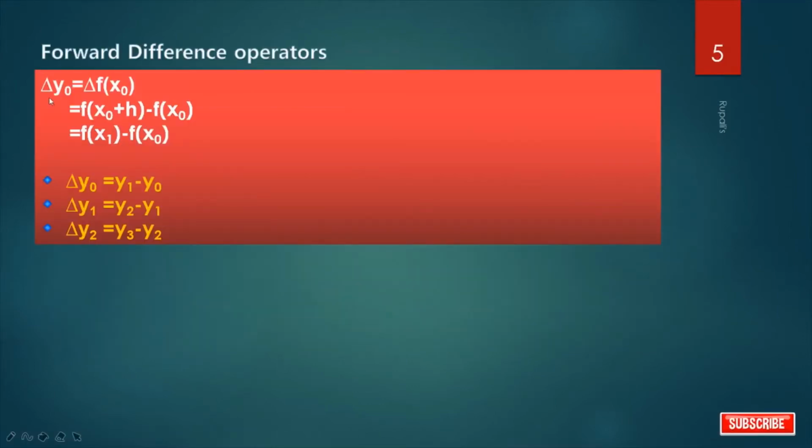So, what is delta y0? It is delta f(x0), and from the formula we already learned that delta f(x0) means it is f(x0 plus h) minus f(x0), and f(x0 plus h) is f(x1). So, it is f(x1) minus f(x0), that is y1 minus y0. So, we can write delta y0 is y1 minus y0, delta y1 is y2 minus y1, and delta y2 is y3 minus y2.